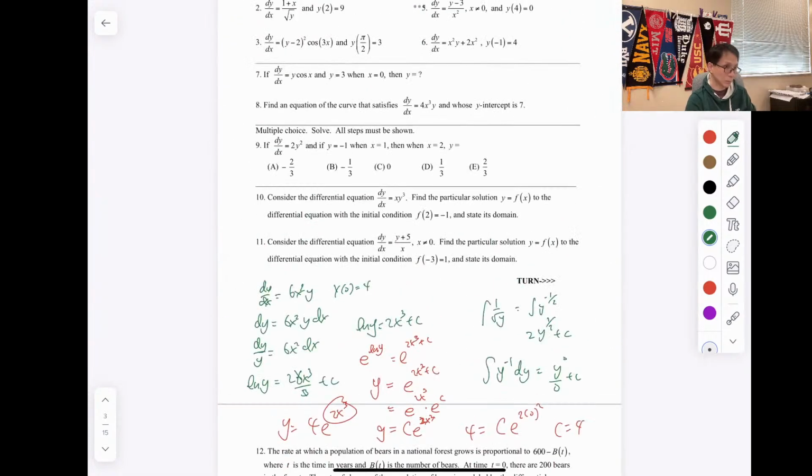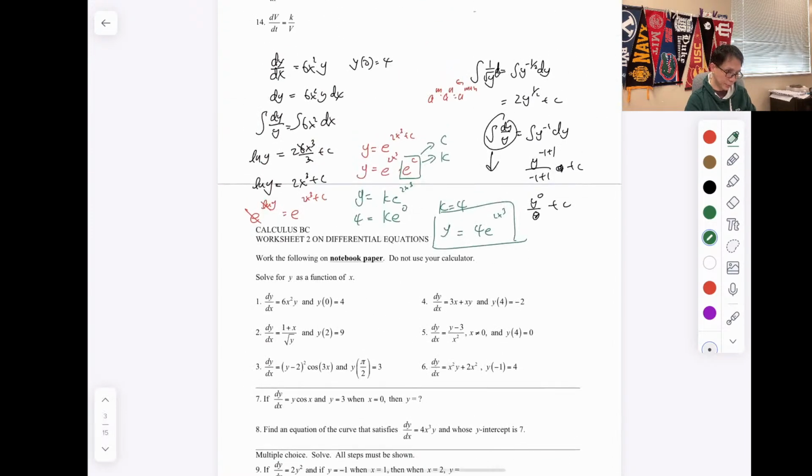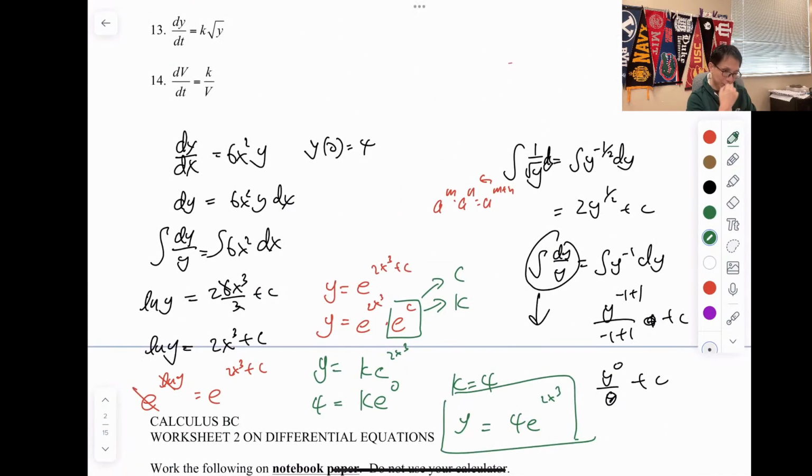How did you get k equals 4? Is it just because you plug in e to the 0, so that's just 1? e to the 0 is 1, so k is 4. It's because e to the 0 is 1.